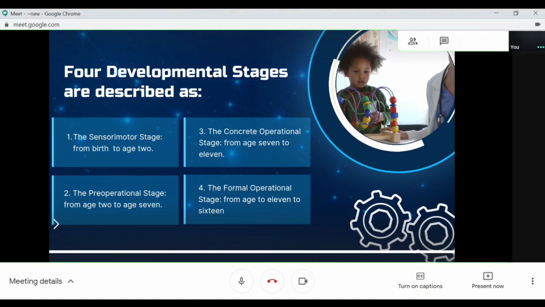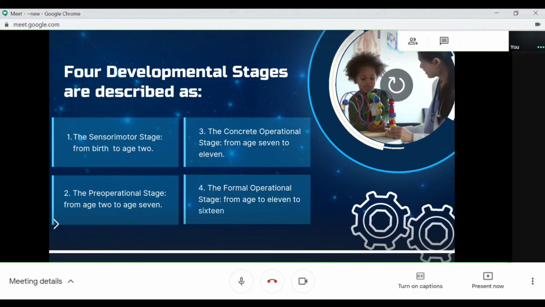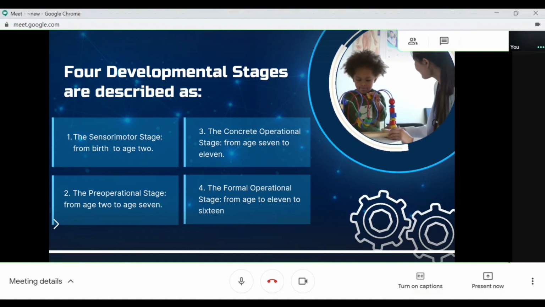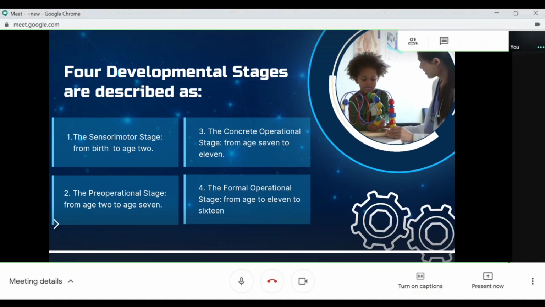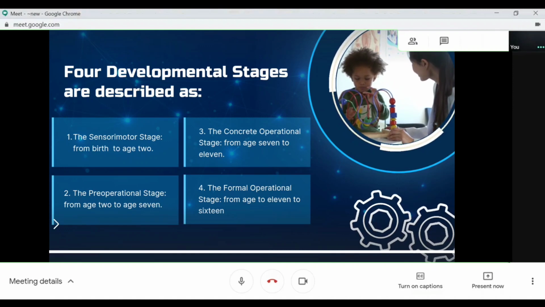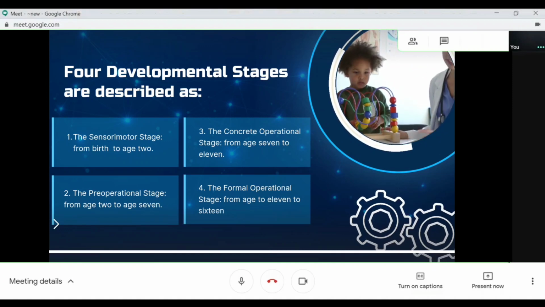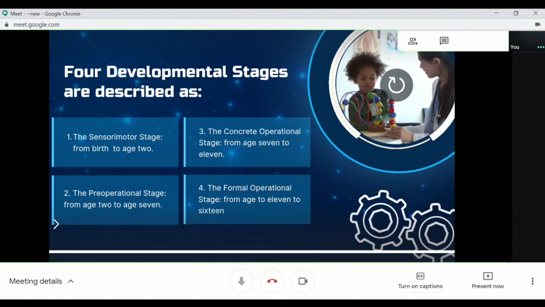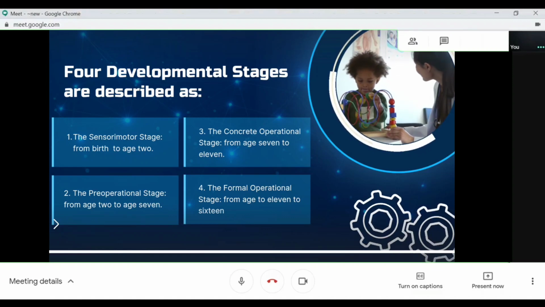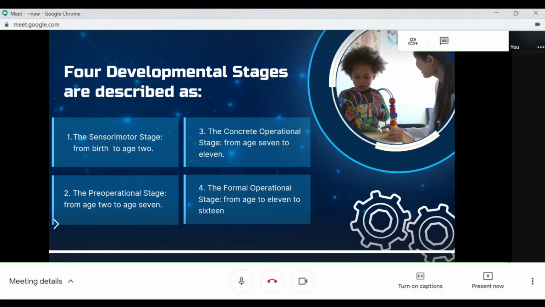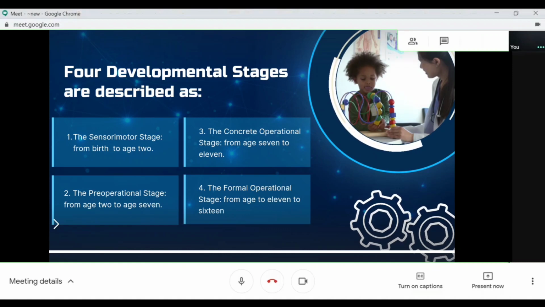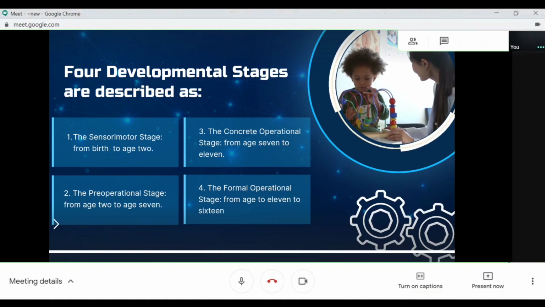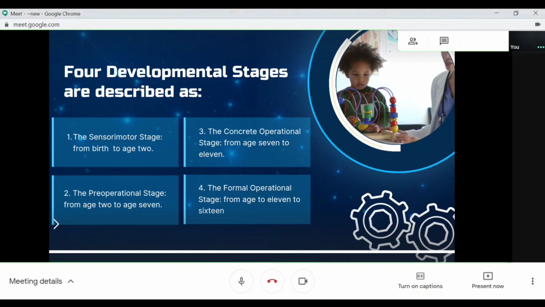Third, the concrete operational stage, from age 7 to 11. In this period, they are characterized by the development of organized and rational thinking. This is an important step in the cognitive development of children. The fourth is the formal operational stage, from age 11 to 16. At this time, people develop the ability to think about abstract concepts and logically test hypotheses. And that's all. Thank you.